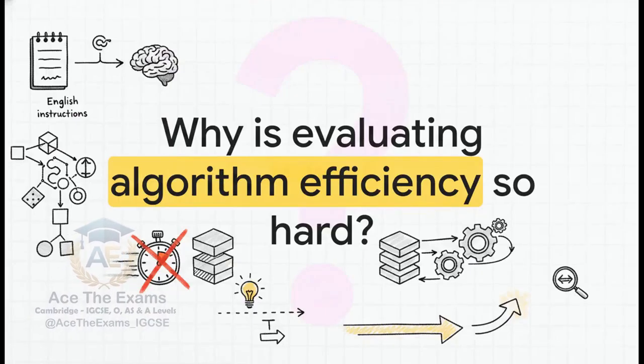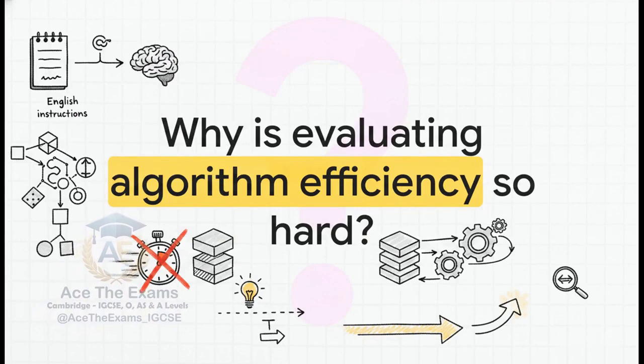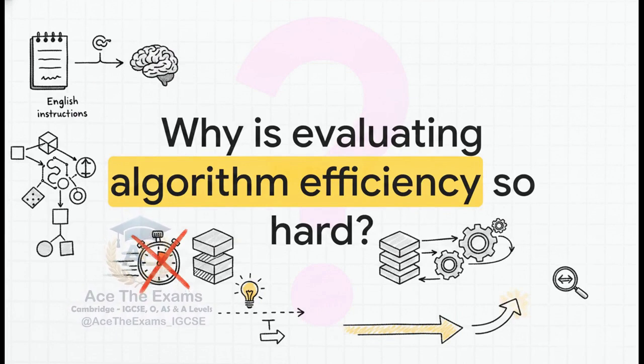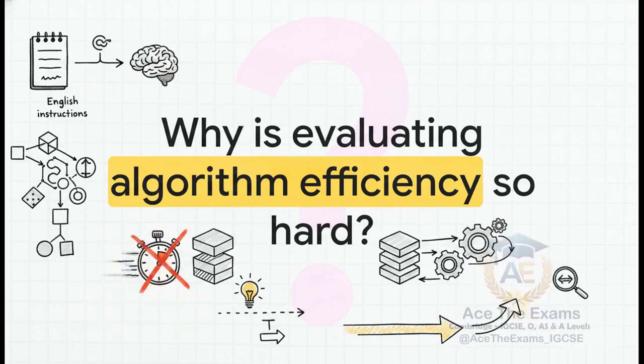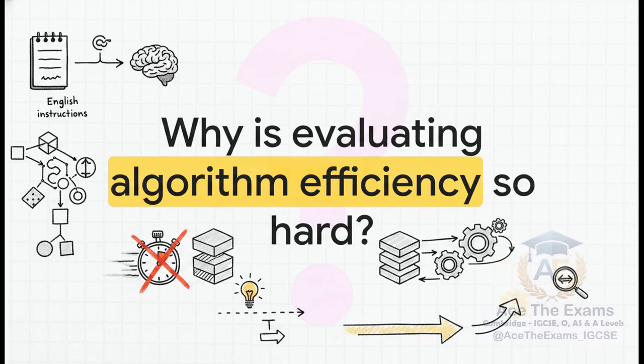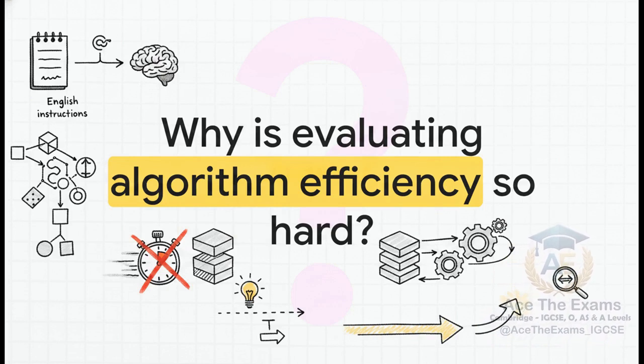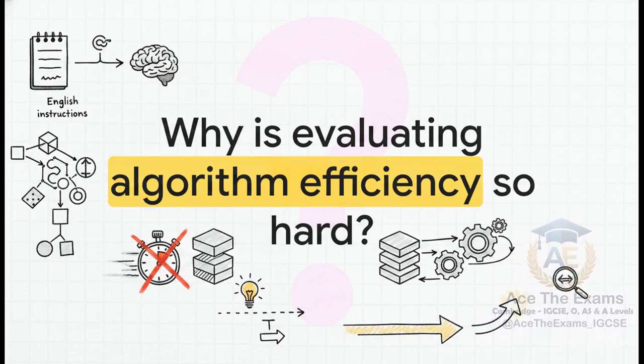So, why is evaluating algorithm efficiency so unbelievably hard? It's a rhetorical question, but it's one senior examiners ask themselves constantly when marking papers. The difficulty doesn't actually lie in writing the basic code itself. Any student can memorize how to write a for loop or an if statement. The real challenge is that the Cambridge syllabus requires top-performing candidates to exhibit a deeply connected conceptual understanding. You can't just memorize a syntax rule and expect an A-star.